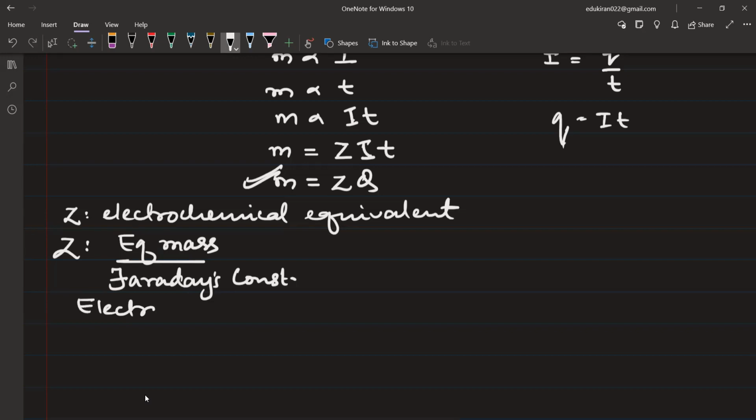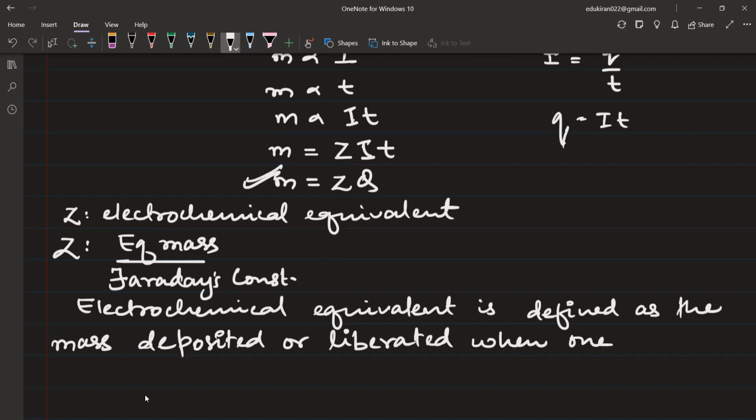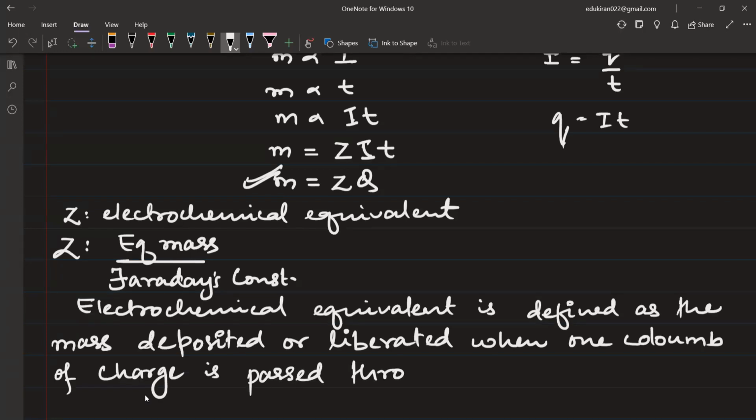Electrochemical equivalent is defined as the mass deposited or liberated when 1 coulomb of charge is passed through an electrolyte, any electrolyte.